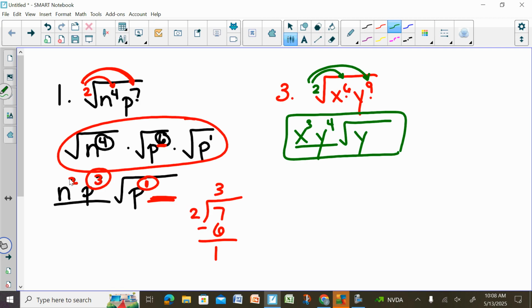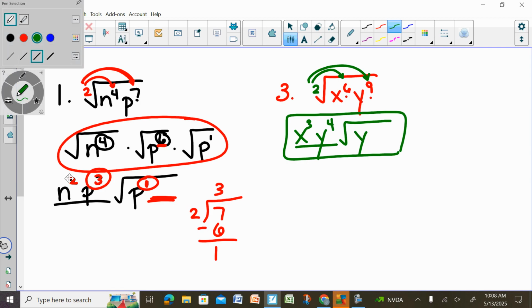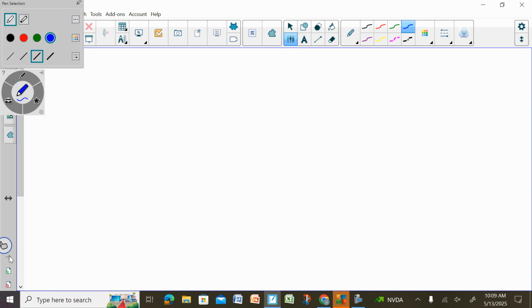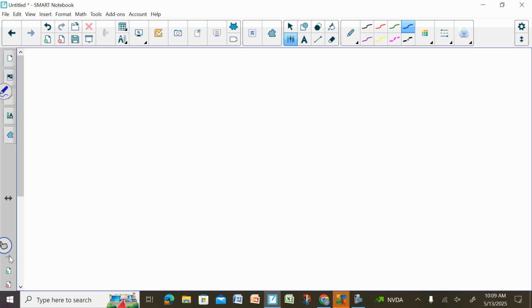So we went through it yesterday. You saw how it was to break them all apart. Let's try one more here. I'm just going to get another page. Let's go one more this way. So I'd like to try one with numbers. If we just want to do number 5 really quick together.